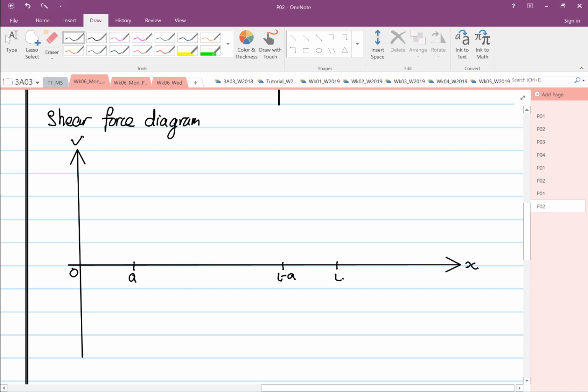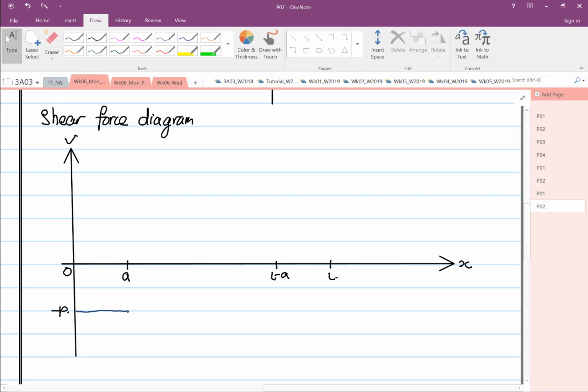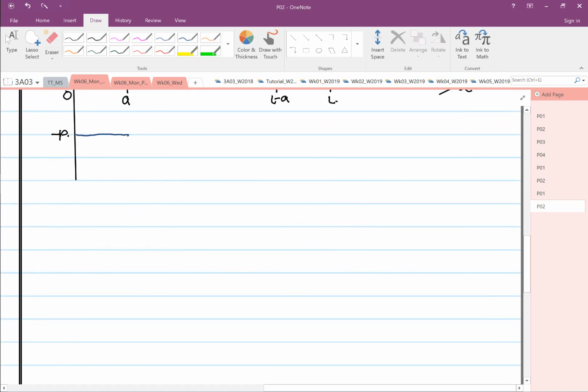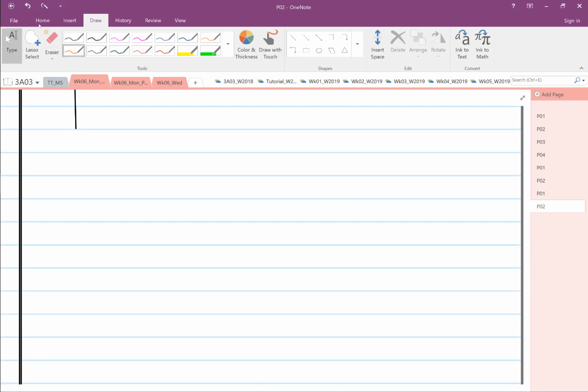Okay, so we form a limit where we know that from 0 to A, at 0 we have minus P. Then the diagram goes from here to here, 0 to A, we know it's constant, so we have a minus P value. So that is for our shear force. So what you realize is that our shear force from 0 to A is negative in magnitude. Next I'm going to construct our bending moment diagram.